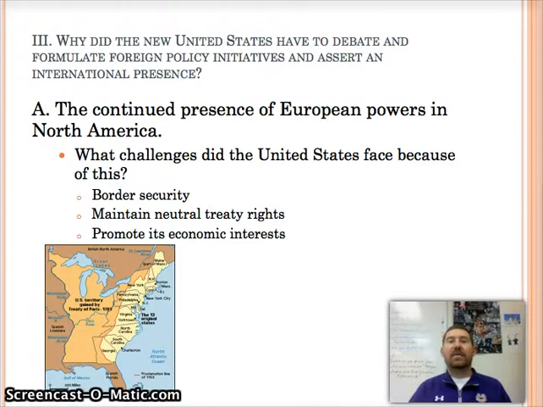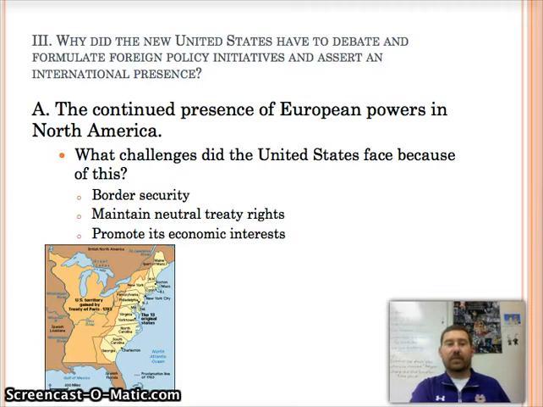As far as the challenges we had to face, number one, we have to deal with border security. As you look at this map, yes, we have kicked England, for the most part, out of North America, but there is still a heavy Spanish presence on the southern part of our new country and on the western part. Also, we've got to maintain neutral treaty rights and things like that, and also promote our economic interests. We've got to figure out how to do this. As I said in class, we're a baby country. We're trying to take baby steps, and we've got to figure this stuff out pretty quickly or it's going to turn south.